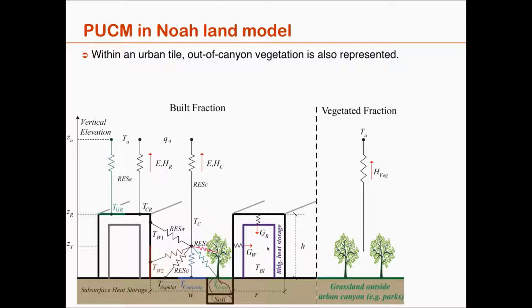Now, in addition, another important detail is that PUCM models vegetation inside the canyon, but even within an urban 30 by 30 meter grid cell, sometimes you can have a park that's outside of the canyons, outside of streets, and that can also be modeled separately as a vegetated fraction of the urban tile. So even if a tile is categorized as urban, we can still allow for an out-of-canyon vegetation fraction.